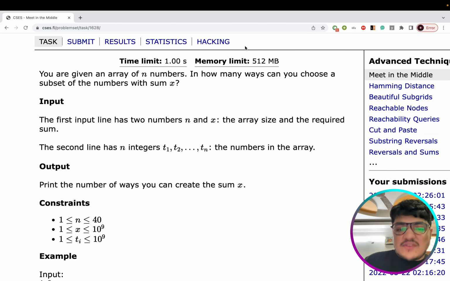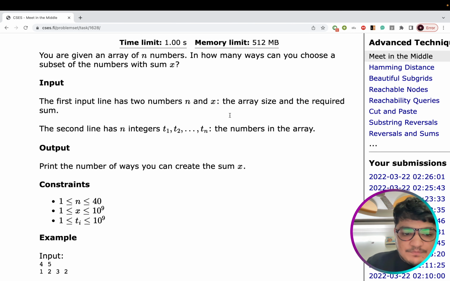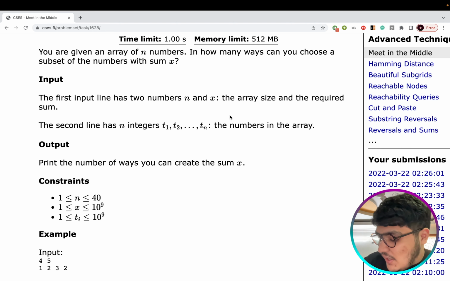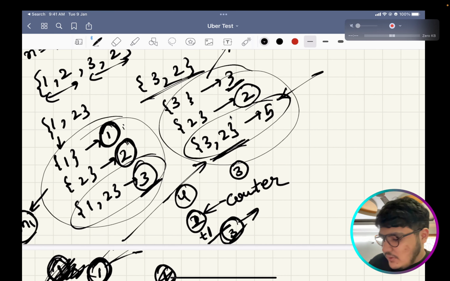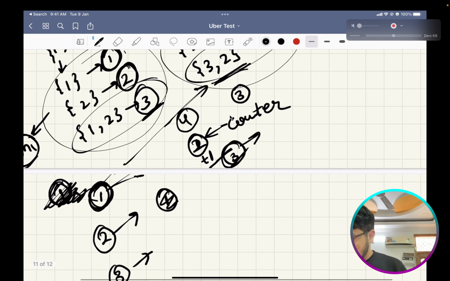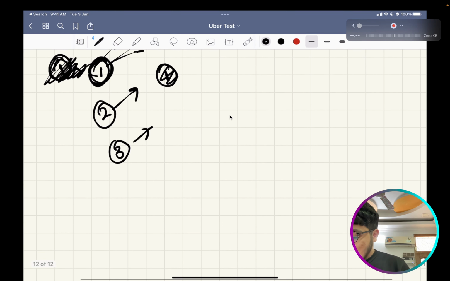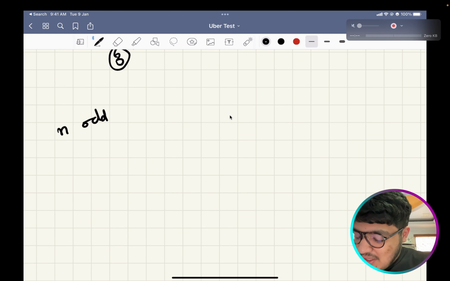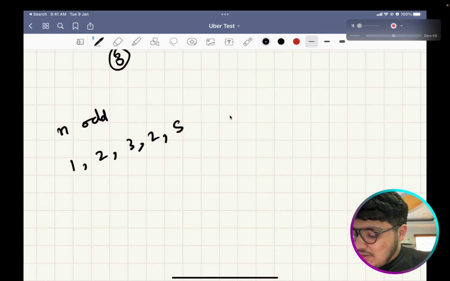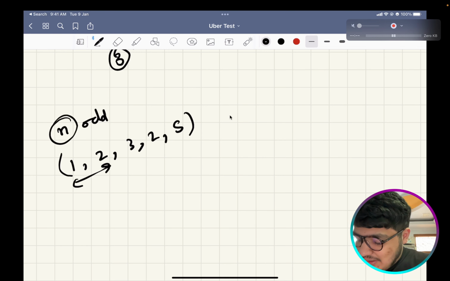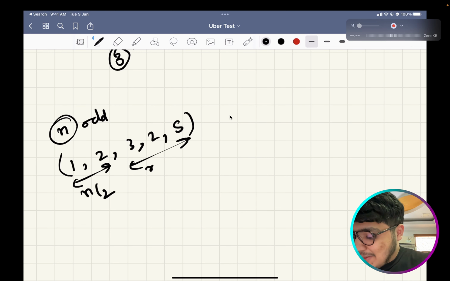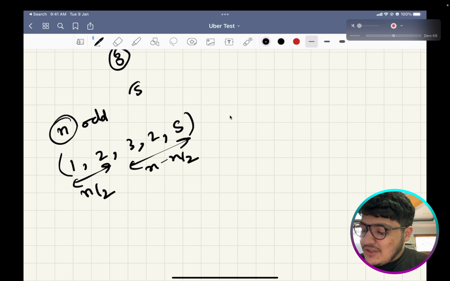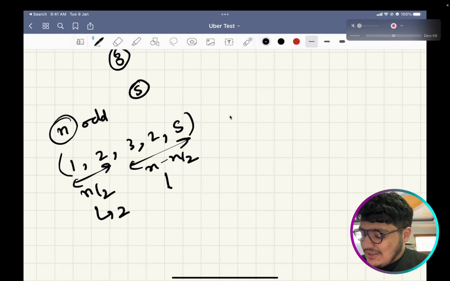So this is what we are aiming to achieve in this problem. To make it more clear, I'm explaining it again. Let's say your n is odd, and you have these elements. Then you would divide it into n by 2 and n minus n by 2. Here n is 5, so 5 by 2 would be 2 and this would be 3.